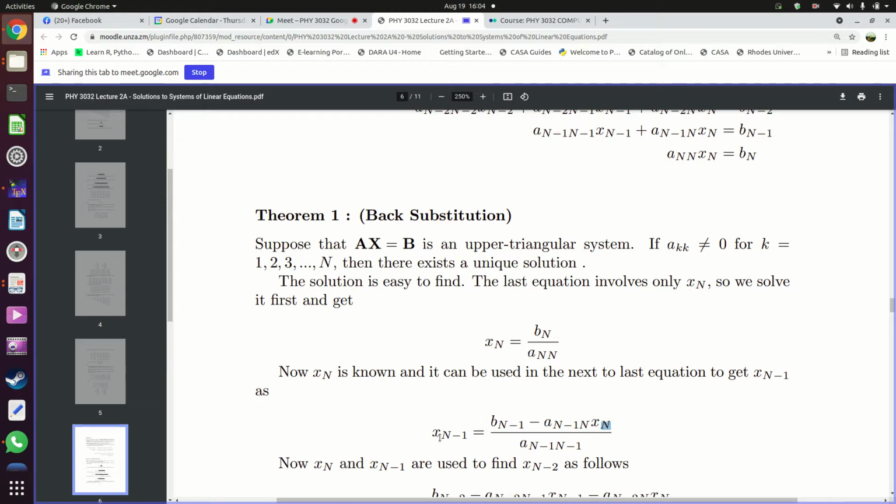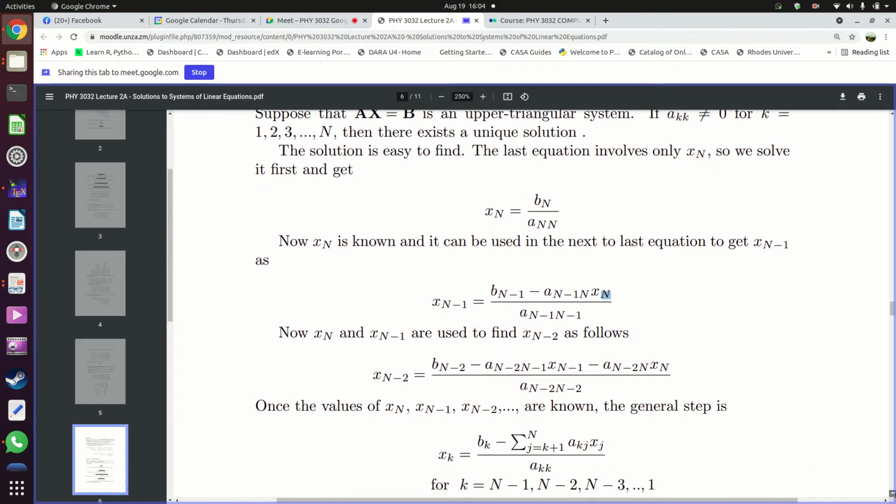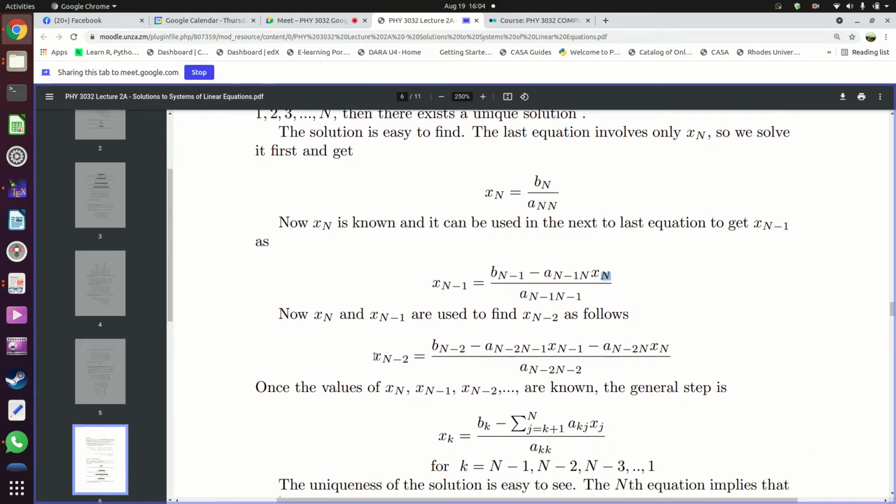So your x_{n-1} is going to be (b_{n-1} minus a_{n-1,n} x_n) divided by a_{n-1,n-1}. Similarly, here, your x_{n-2}: you're going to have your b, where n minus 2 is the row number, so you're going to have your b_{n-2} here.